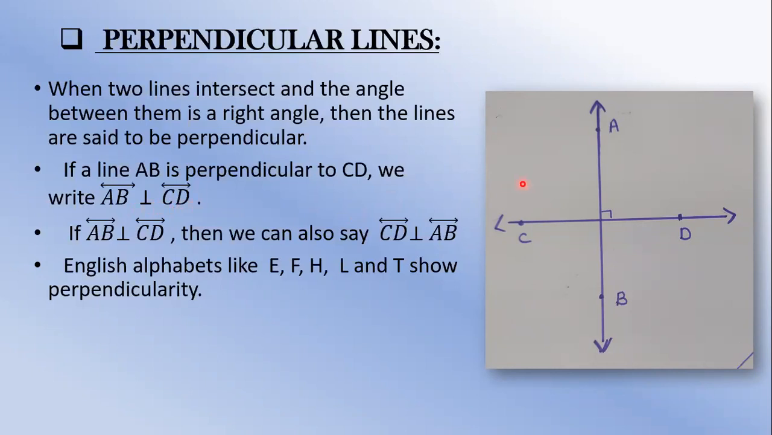And if line AB is perpendicular to line CD, we can also say that line CD is perpendicular to line AB. That means they are perpendicular to each other. And in the English alphabet, many capital letters like E, F, H, L and T show the property of perpendicularity.